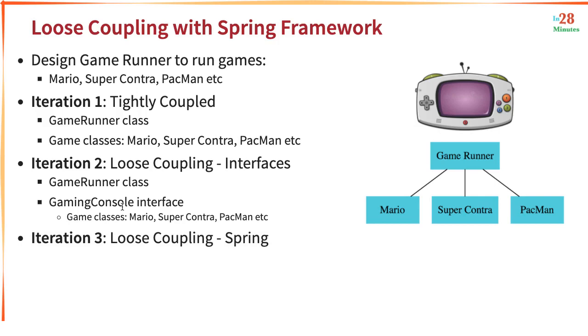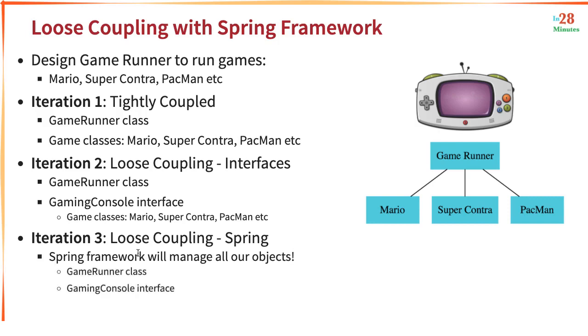And in the third iteration is when we would bring Spring Framework into the picture. This is what I would call loose coupling level 2. Interfaces is loose coupling level 1 and Spring Framework is loose coupling level 2 for me. What we'll do is to make the Spring Framework manage all our objects. We have the game runner class, we have the gaming console interface, and we have multiple implementations for each of these games, Mario, Super Contra, and Pac-Man. We will have Spring Framework manage all these objects.